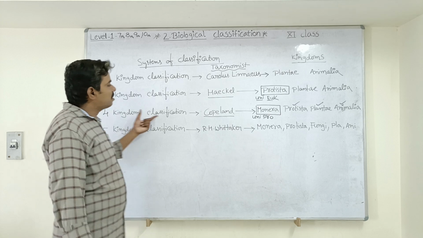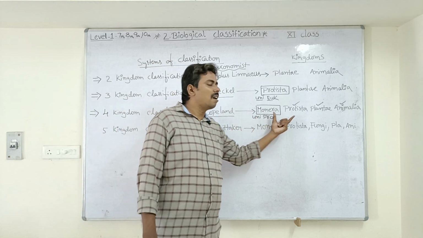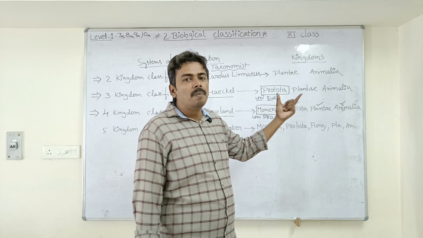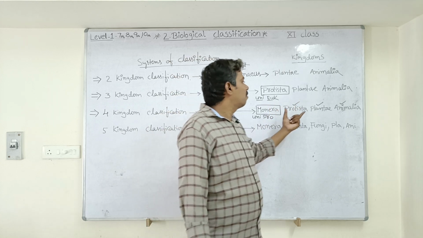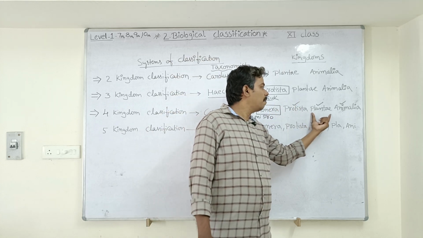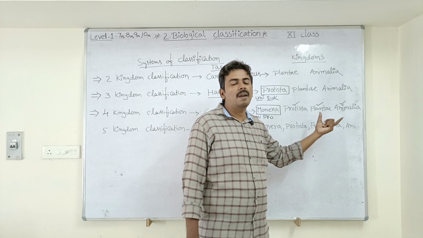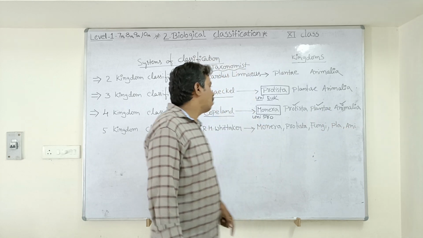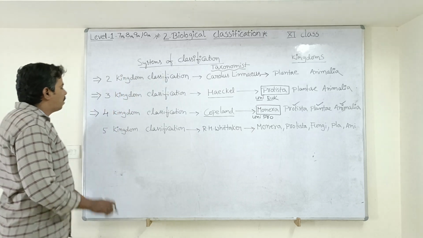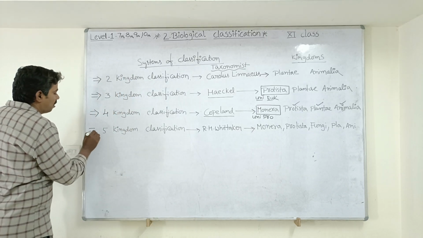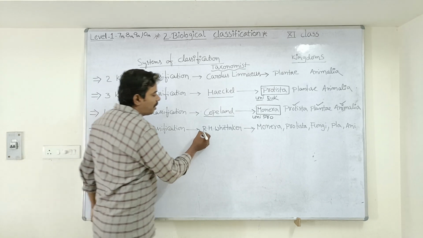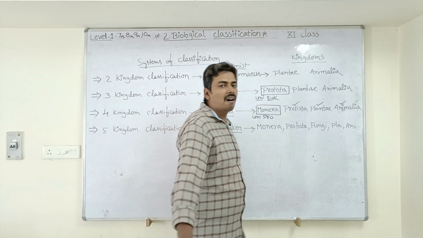Next, even this fourth kingdom classification is also having some inadequacy, that is, there is no separate place for fungi. Fungi were still placed in Plantae. Fungi does not prepare their own food, they don't show autotrophic nutrition, right? So some modifications took place in four kingdom classification, and that led to five kingdom classification given by R.H. Whittaker.